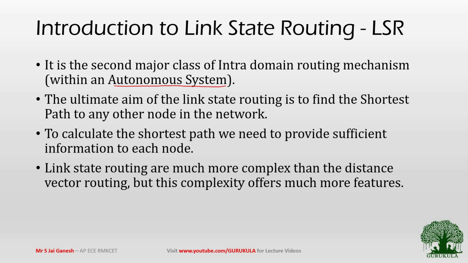The ultimate aim of the link state routing protocol is to find the shortest path to any other node available in the network. So we will see how the link state routing algorithm forms the shortest path to all other remaining nodes in a minute. To calculate the shortest path, we need to provide certain information to the node, and based on the information that we provide or the node provides itself, the shortest path will be created.